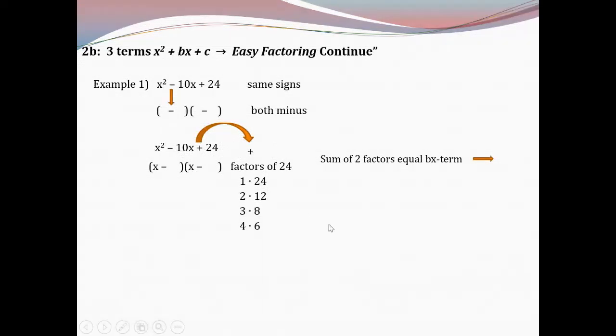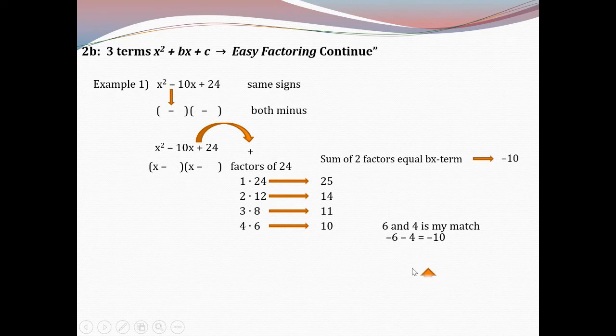This part here. So that way they know what to do, right? So my objective is to get -10, right? But I tell my students, don't worry about the -10. Just get the sum of the factors. 25, 14, 11, and 10, right? So the 10 has to be here. If the 10 is not here on the bx term, then this trinomial cannot be factored, right? But since the 10 is here, right, 6 and 4 is my match. So I'm going to put -6 and -4, right, which is -10. So I'm going to put -6 and -4.